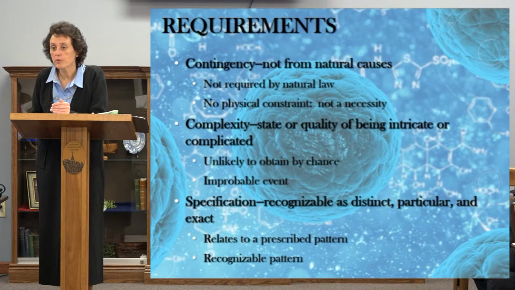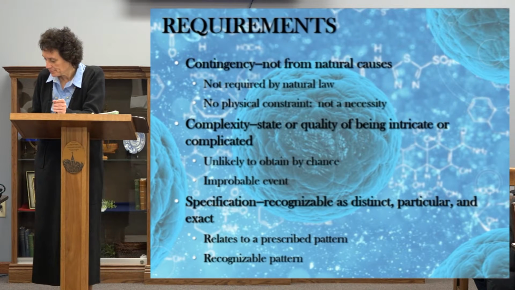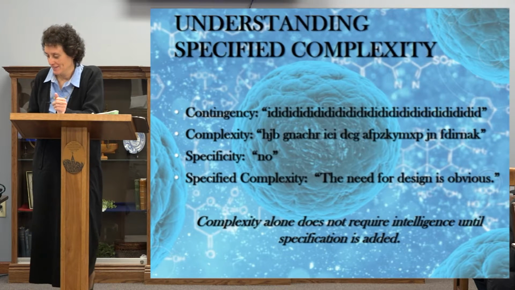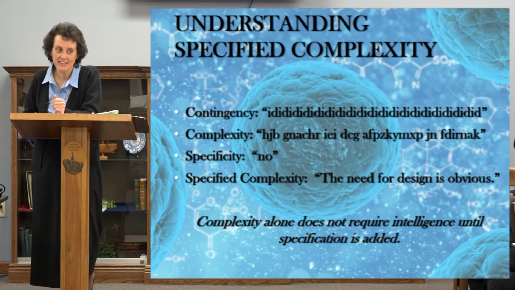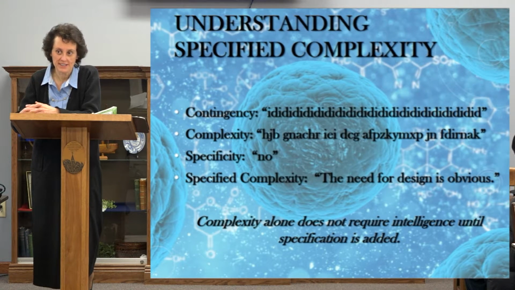So these are the three requirements, or the three steps of making a design inference. We're going to ask ourselves, is it a contingency? Yes. Is it complex then? Yes. Is it specific? Yes. Then it's designed. So let's illustrate contingency, complexity, specificity, and then put that together as specified complexity.